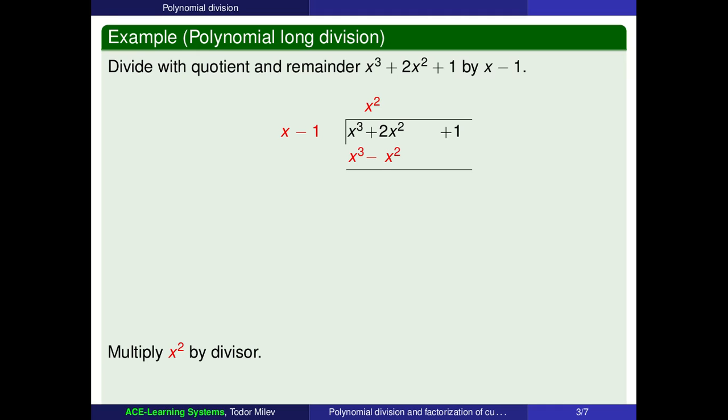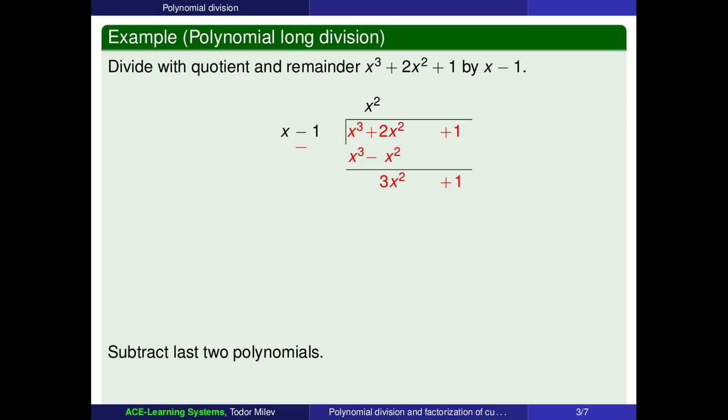Next step. We take the dividend that we have, x cubed plus 2x squared plus 1, and from that we subtract the newly obtained intermediate polynomial. So that x cubed minus x squared, which we obtained by taking x squared and multiplying by x minus 1, we subtract from x cubed plus 2x squared plus 1. The result that we get is, I'm sure you guessed it correctly, 3x squared plus 1.